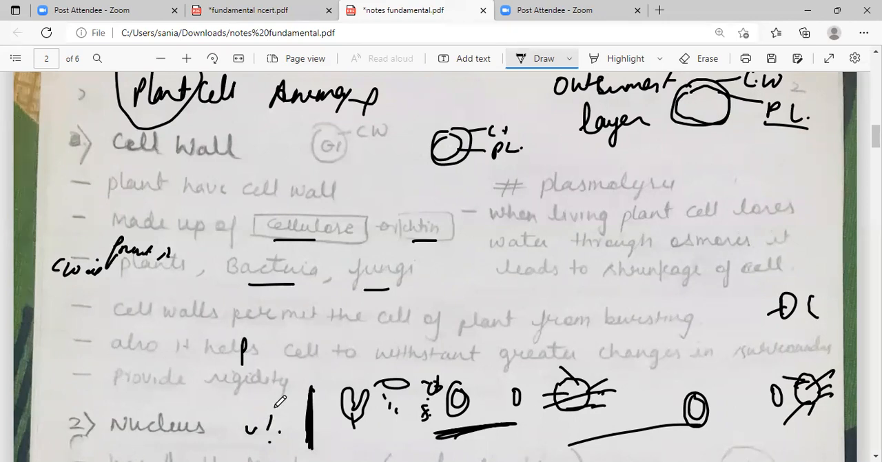Clear all the points? Here you will write: cell wall is made up of cellulose or chitin. This is basically not in your books, but in higher studies you'll be getting this. And next you will write: cell wall is present in plants, bacteria, and fungi. Cell wall permits the cell from bursting, and also it helps the cell to withstand greater changes. And next, provides rigidity. Clear? Do it, and once you are done, let me know. We'll start the next point.